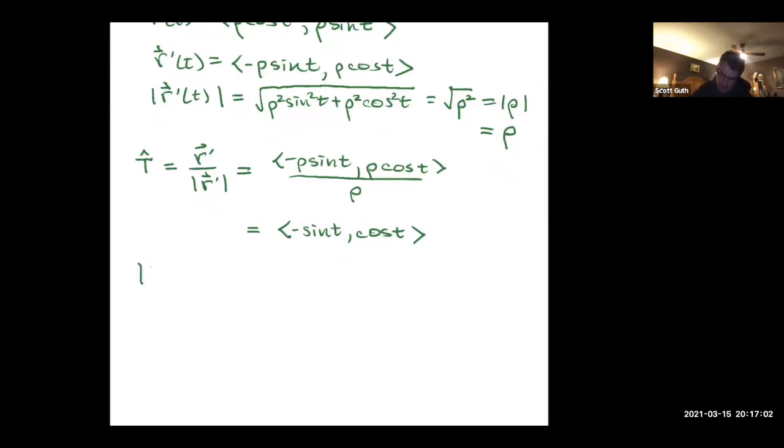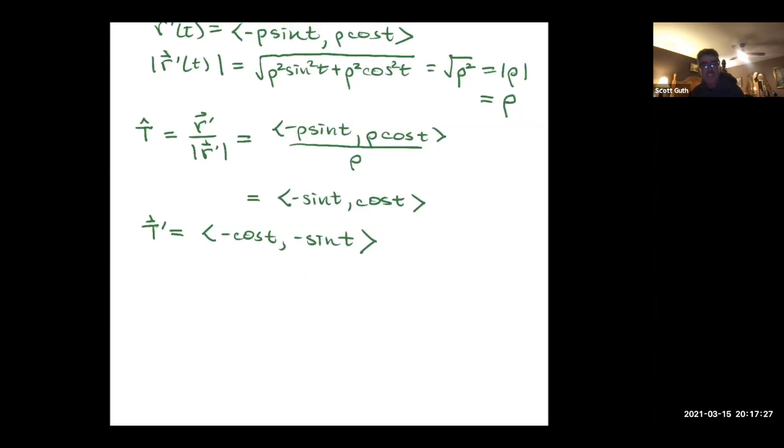Kappa, oh wait, we have to do the magnitude of that. So the magnitude of T prime. So let's do T prime. This is easy. So we're going to do negative cos t, negative sine t, like that. And so remember, kappa looks at how fast T changes direction. And you can measure how fast T changes direction by looking at T prime's magnitude. So the magnitude of T prime looks pretty easy.